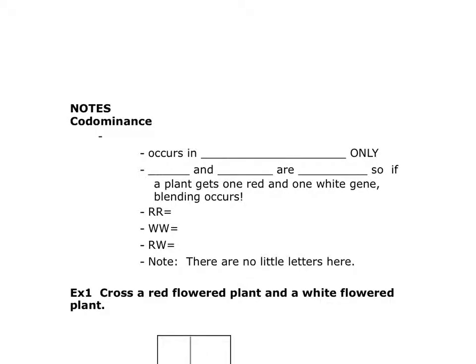Okay, so we're going to start the notes for our specialty problems. The first one is called codominance. What codominance means is that two traits share dominance. Hopefully you can read my writing. So what that means is instead of just having one trait dominant, both of them are dominant.